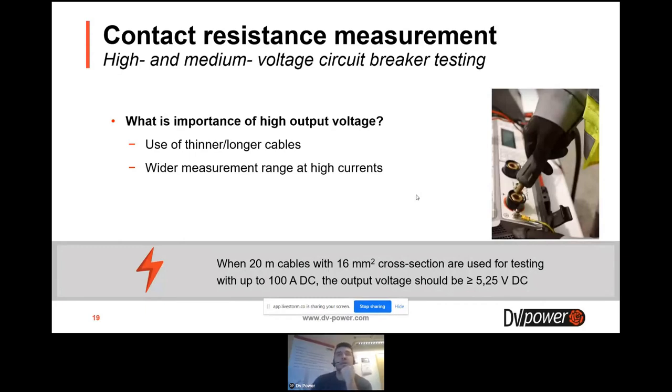For example, in India, because I'm the person responsible for the Indian market for more than 5 years, I know that tenders for contact resistance measurement require test leads longer than 20 meters. So if you want to use a very low cross section, like 60 square millimeters, with 20 meter test leads, you need to have at least 5.25 volts at the output of the micro-ohmmeter. So you need to consider these things also.